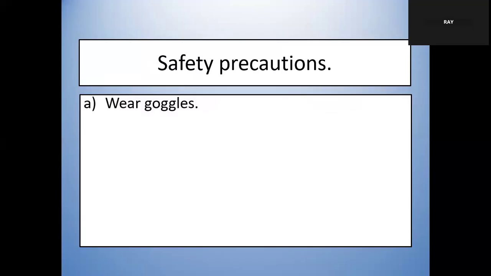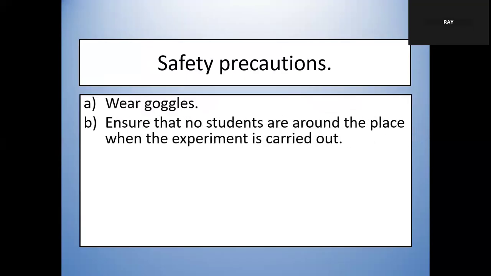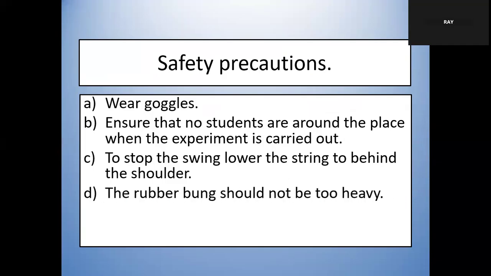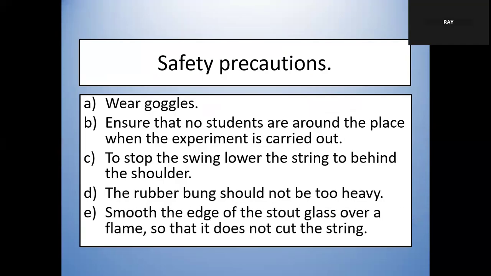Safety precautions, memorize. Wear goggles. Ensure that no students are around when the experiment is carried out. Stop the swing. Lower the string to behind the shoulder. The rubber band should not be too heavy. Move the edge of the glass tube over a flame so that it does not cut the string.